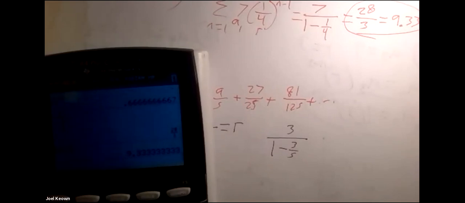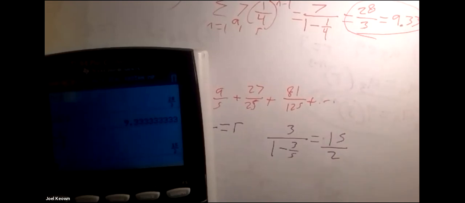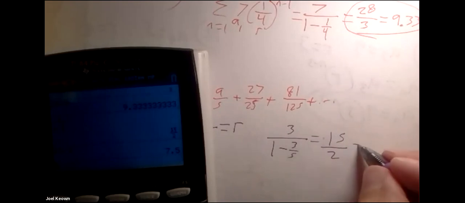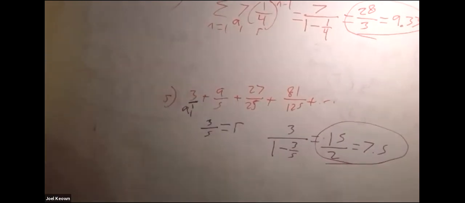fraction 3 over 1 minus another fraction, 3 over 5. That gives me 15 over 2, and that should be 7.5. There we go. Now if I move back, there's one last type of problem.